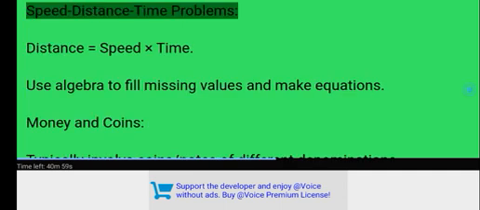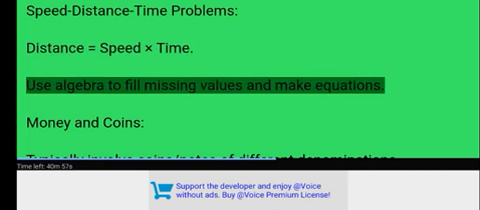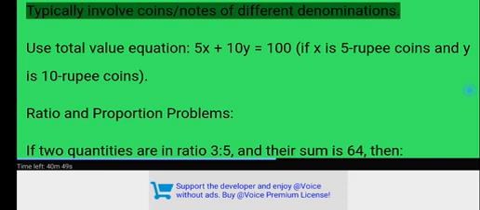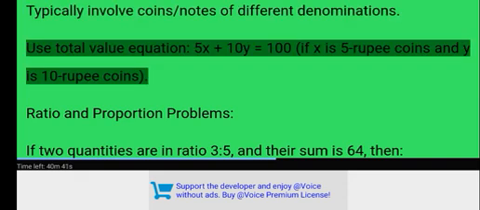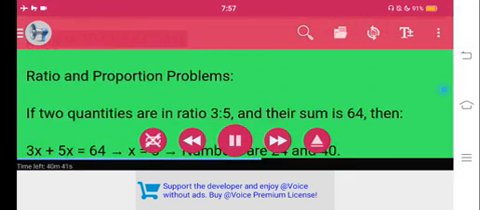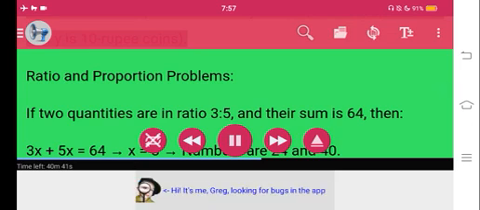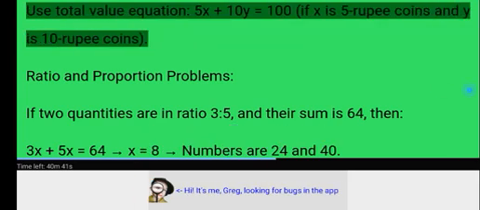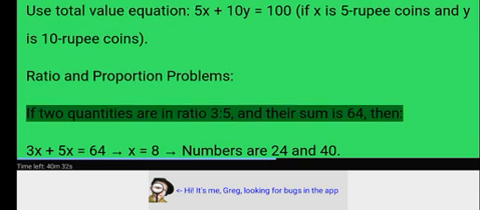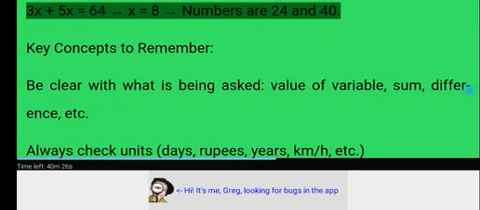Speed distance time problems. Distance equals speed times time. Use algebra to fill missing values and make equations. Money and coins typically involve coins and notes of different denominations. Use the total value equation: 5x plus 10y equals 100, if x is the number of 5 rupee coins and y is the number of 10 rupee coins. Ratio and proportion problems. If two quantities are in ratio 3:5 and their sum is 64, then 3x plus 5x equals 64, so x equals 8, and the numbers are 24 and 40.